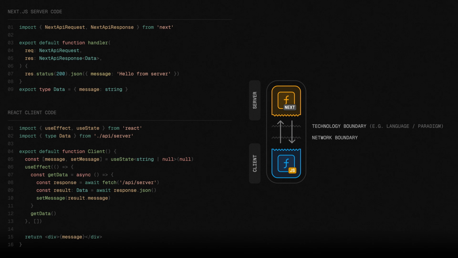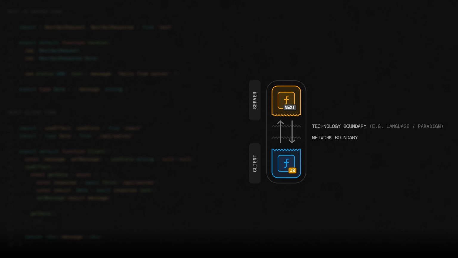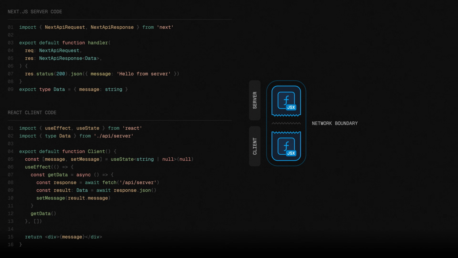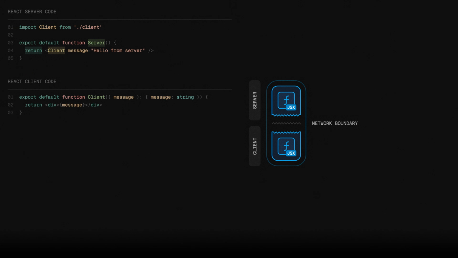The latest changes in React aim to address this problem. By extending its component model and JSX syntax to the server, React can now manage both sides of the network within the same paradigm. Passing information from server to client becomes as simple as importing a component, nesting it, and passing props.